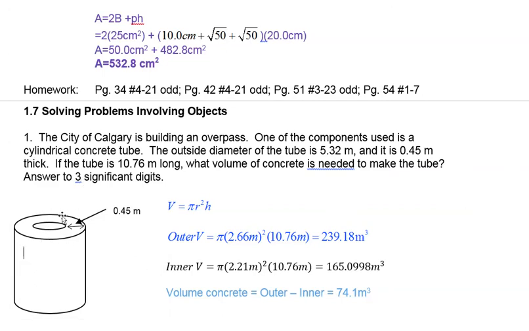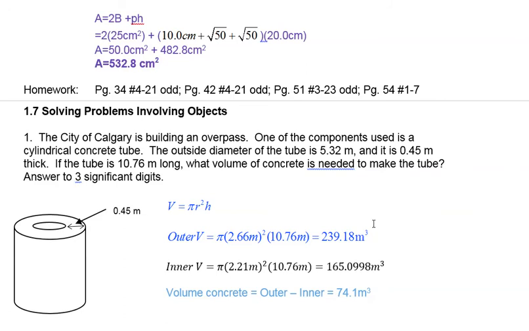Regardless, this question is asking what volume of concrete is going to be in this tube. So we know for a cylinder, which this is, our volume is pi r squared h. But if we took the outer volume, well, that would include that hollow part in the middle. So we need to take the outer volume and subtract the hollow piece in the middle. So we plug in our values for the outer volume.